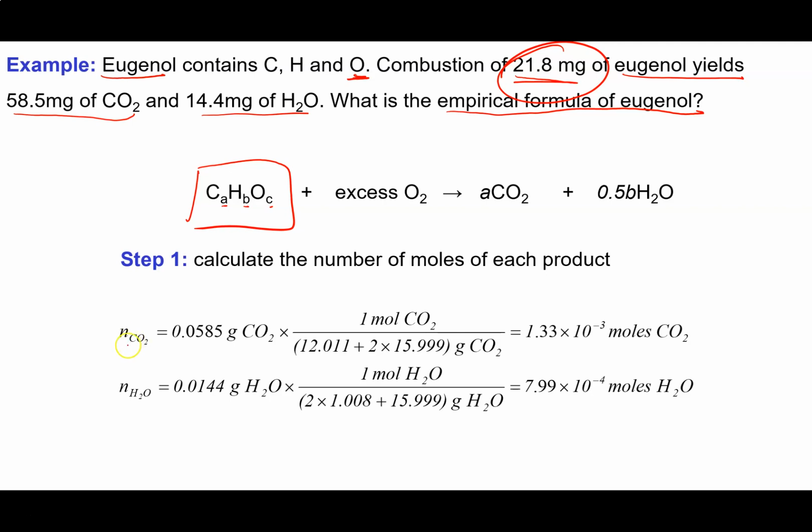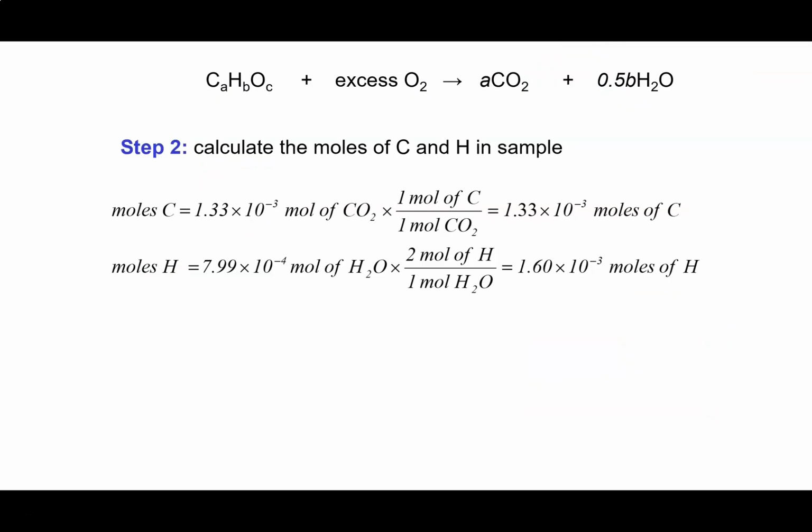So first step, I'm going to calculate the number of moles of CO2 and water that are produced. And then my next step will be to turn those moles into amounts of hydrogen and carbon atoms in my sample. So now I'm going to calculate the moles of carbon and hydrogen in my sample. That's pretty easy for the carbon, because I get 1 mole of carbon for every 1 mole of CO2, so I don't really need to do anything. But for my hydrogen, I've got to remember that I get 2 moles of hydrogen for every 1 mole of water.